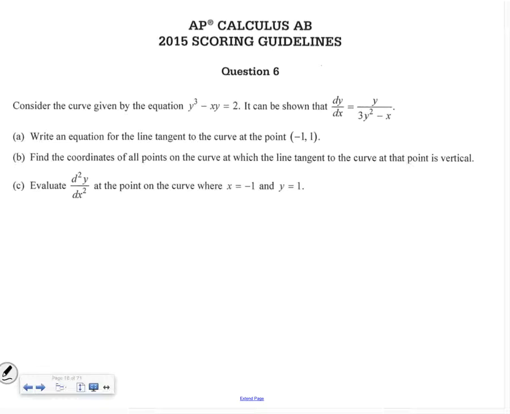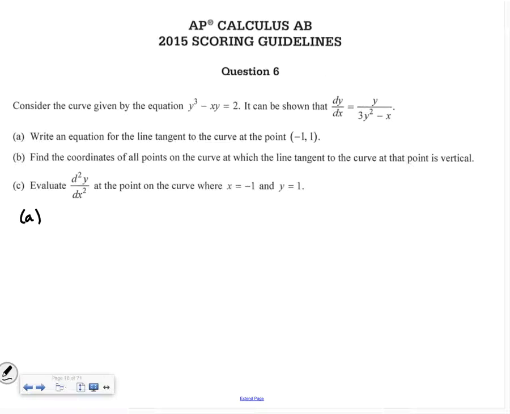All right, and then the last question for the 2015 exam. It says, consider the curve given by the equation y cubed minus x cubed equals 2. It can be shown that the derivative dy over dx is y over 3y squared minus 2x. So a lot of times part A will say, verify that dy over dx is y over 3y squared minus x. And we always like those problems because it's an easy point. You know that it's going to equal that. You just have to get there. But now they gave it to you.